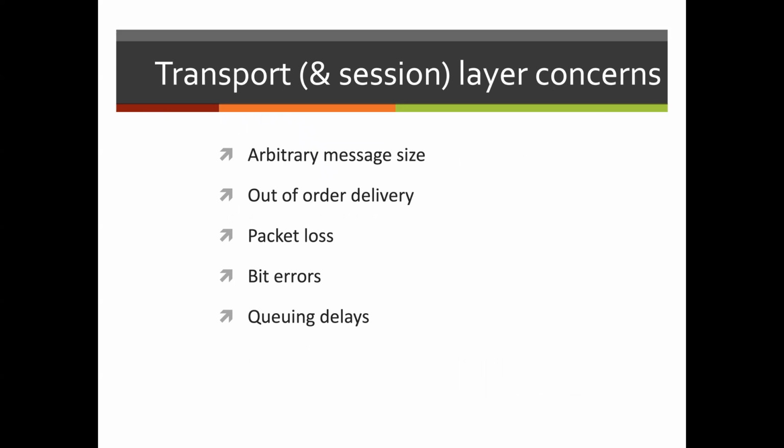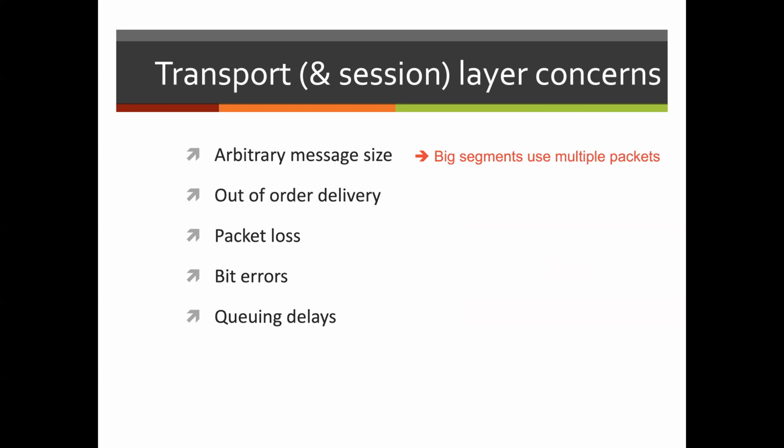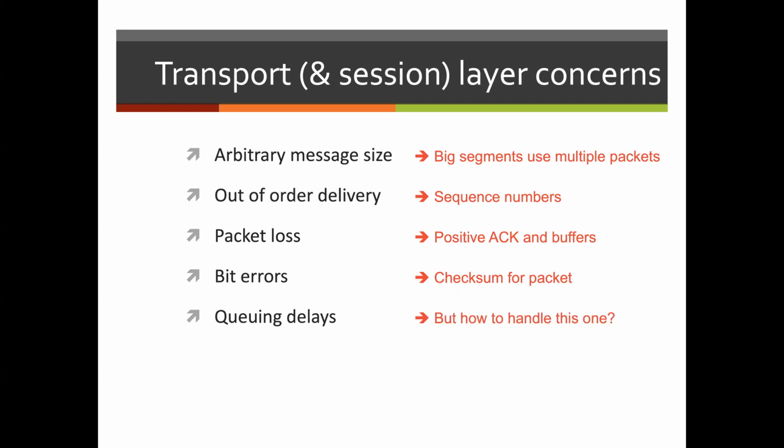And so the concerns that we talked about with the transport layer include arbitrary message size, out of order delivery, packet loss, bit errors, and queuing delays as well. And so how can we address these? So for big segments, we use multiple packets. For out of order delivery, we can make use of our sequence numbers. For packet loss, we can use our positive acknowledge checks and buffers. For bit errors, we can do a checksum for the packet. And then queuing delays. We have not discussed how to handle this. So how can we handle this?